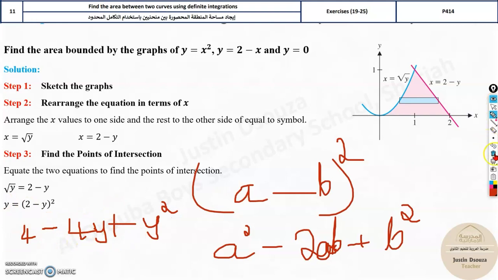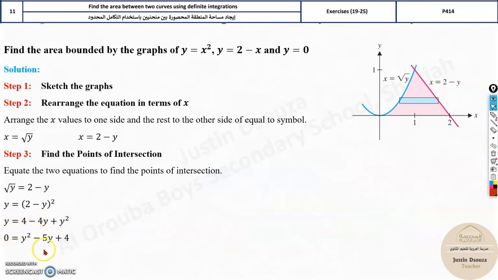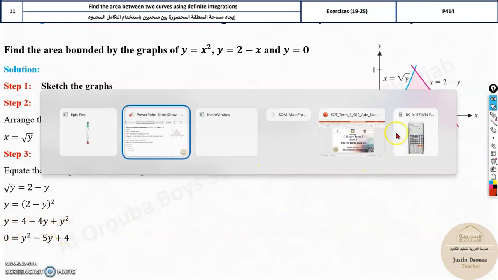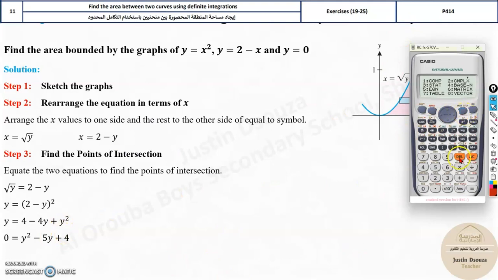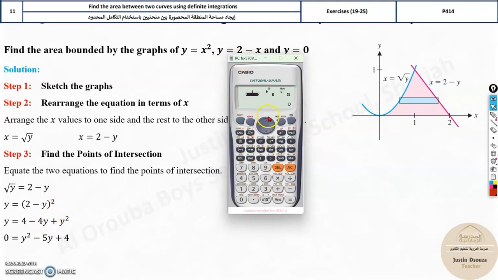Now you need to just rearrange and get the terms. I'll just show over here. So you have 4 minus 4y plus y square. Now get this y to the other side. Get all the terms to one side and one side must be equal to 0. So this is it. You're equating everything to 0. Why do we do this? Because now we can easily solve it in the calculator. Put the coefficients 1, minus 5, and then we have 4, and solve. We are getting 4 and 1.